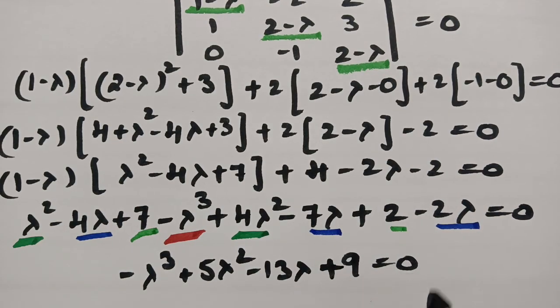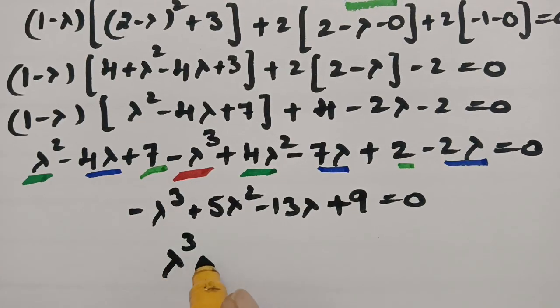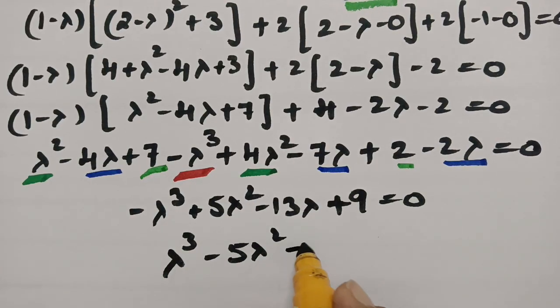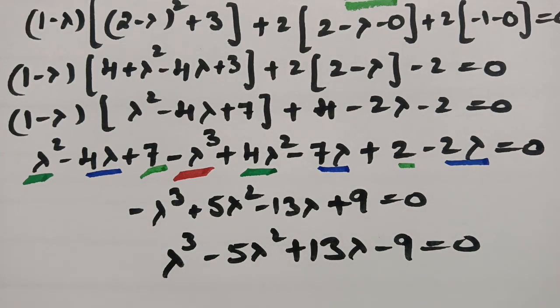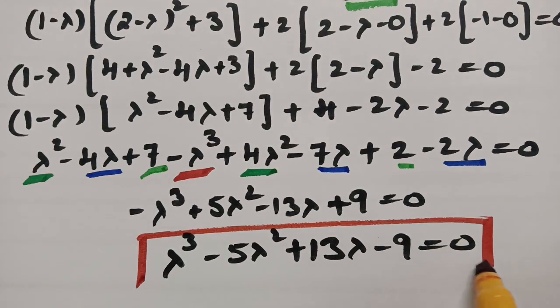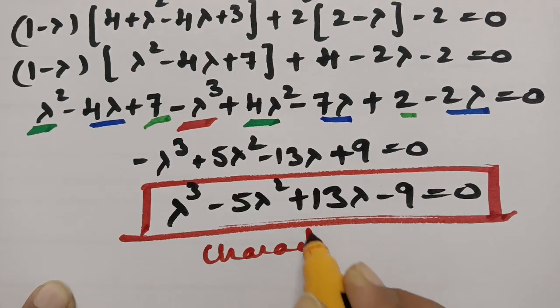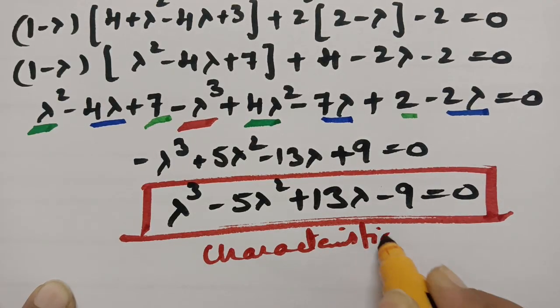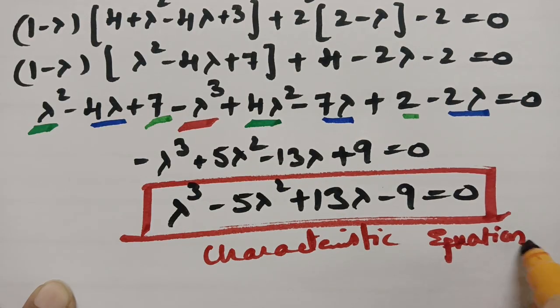So this is our characteristic equation. If I multiply with minus, this will be lambda cube minus 5 lambda square plus 13 lambda minus 9 is equal to 0. Now according to our Cayley-Hamilton theorem, this is our characteristic equation. Remember, this is our characteristic equation.